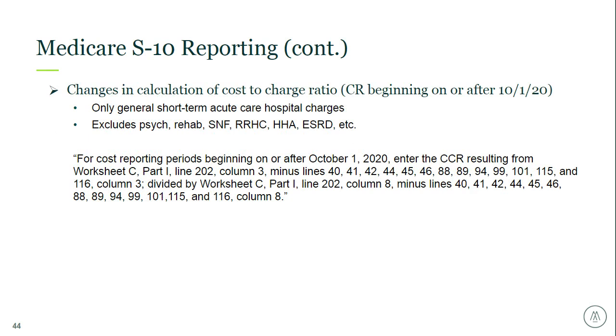One of the most significant changes to S10 is how the cost to charge ratio will be calculated. The CCR will now be calculated using only the acute portion of the hospital, and all of the exempt and provider-based clinic charges are excluded from that ratio. For some hospitals, this will impact your CCR significantly compared to prior year reports. I've copied the exact language from the proposed instructions that excludes all of the non-acute units from the calculation.